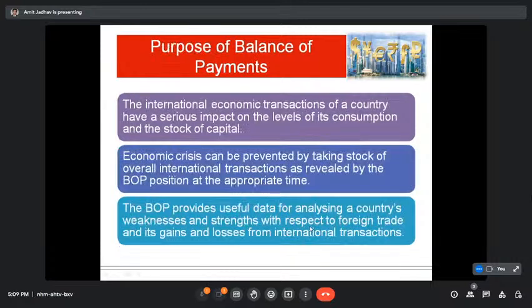Next, the purpose of the balance of payment. What is the purpose behind the balance of payment? Why is there a need to calculate the balance of payment?